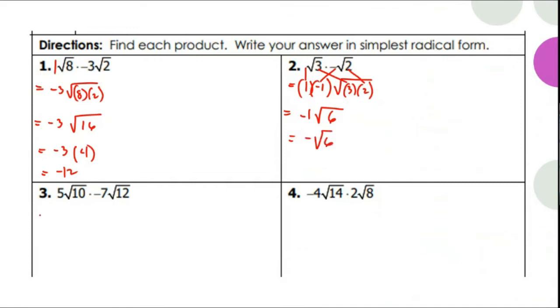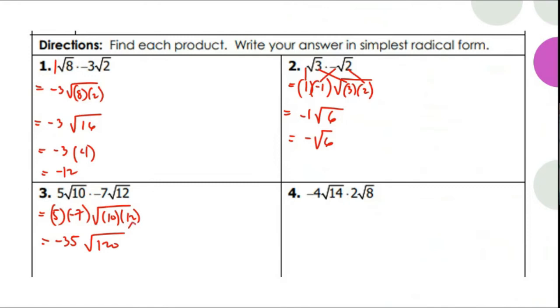Next is number 3. We will multiply the coefficients first, 5 times negative 7, and then we will multiply the radicands, 10 times 12. So 5 times negative 7 is negative 35, the square root of 120. And we can simplify 120.